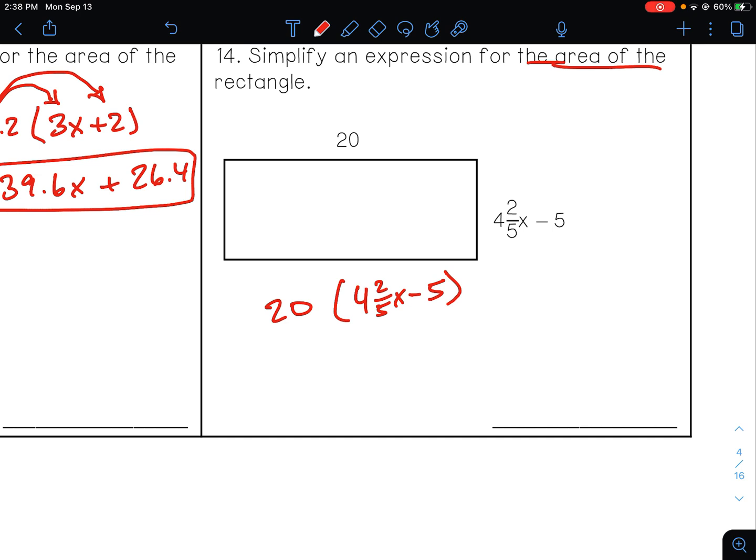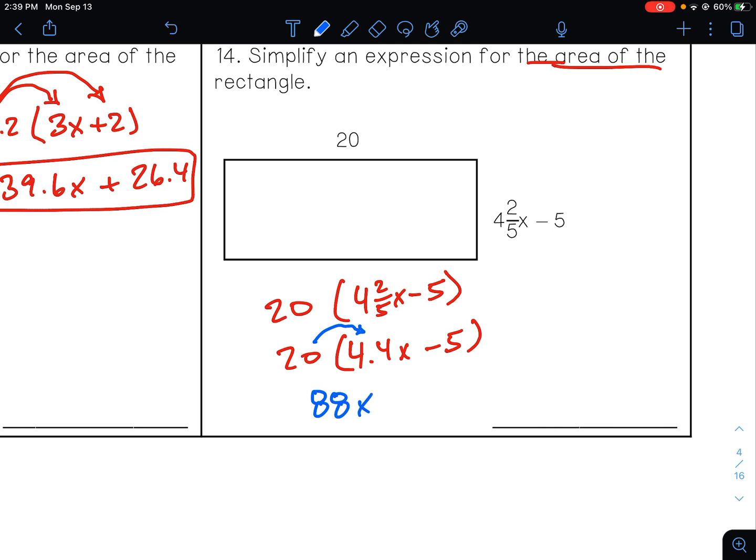Okay. There are two ways you can do this. You can turn this into an improper fraction, a fraction greater than 1, by doing 5 times 4, which is 20, add 2, so that's 22 over 5, and multiply that by 20. I actually am going to do the other thing, which is 2/5 is basically just like 4/10. So that's 4.4x minus 5. Because multiplying by a fraction sounds horrible to me. It doesn't sound fun, so I'm going to do that instead. 20 times 4.4, move the decimal, so that's 88x.